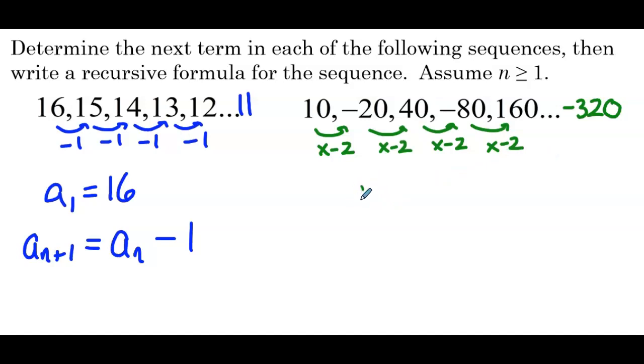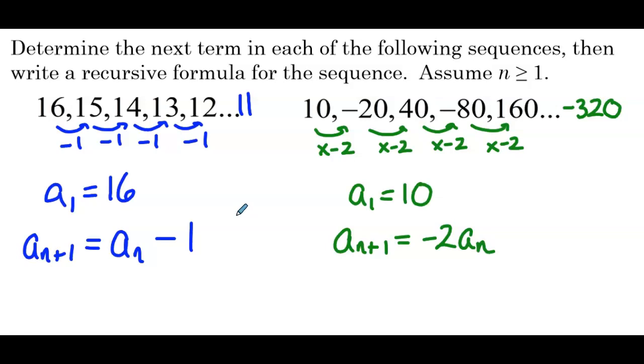So our recursive formula: a sub 1, the first term, is 10. And a sub n plus 1 is equal to negative 2 times a sub n. Right, a sub n plus 1, and the term before that is a sub n, and we're multiplying it by negative 2. Okay, so the notation is definitely something that we're going to get used to as we do more examples.